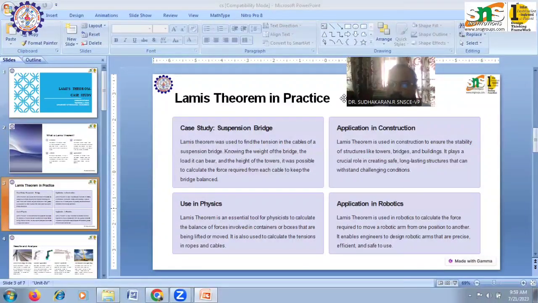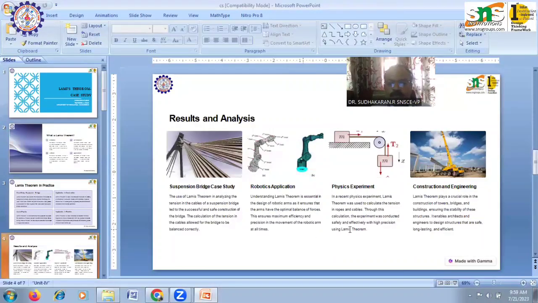And Lami's theorem can also be used in robotics to calculate the force required to move a robot arm from one position to another. So it helps engineers design robotic arms that are precise, efficient and safe to use. Now we can see from these applications, in the case of the suspension bridge case study, Lami's theorem is used in analyzing the tension in the cables of a suspension bridge, which helped in the safe and successful construction of the bridge. The calculation of the tension in the cables allowed the bridge to be balanced correctly.